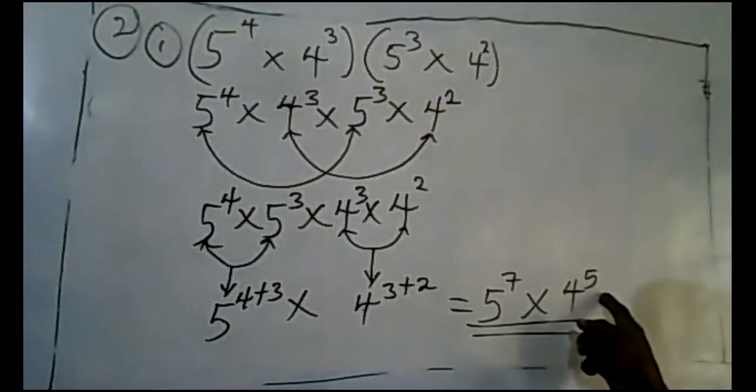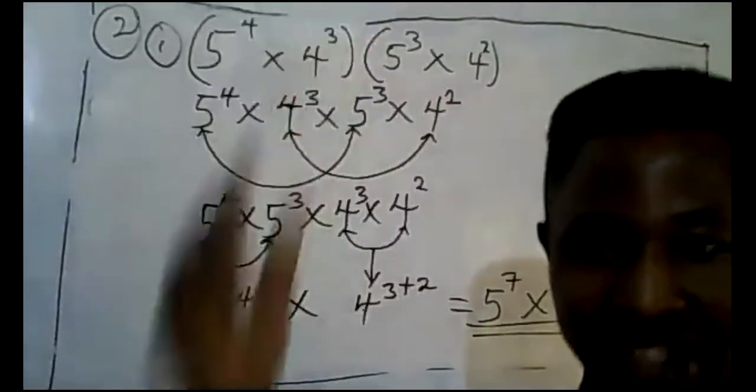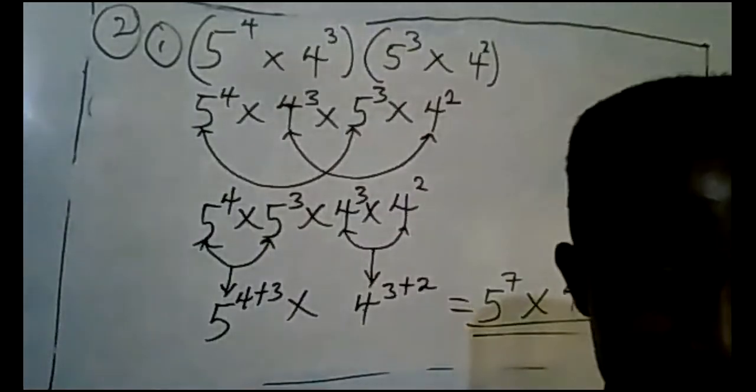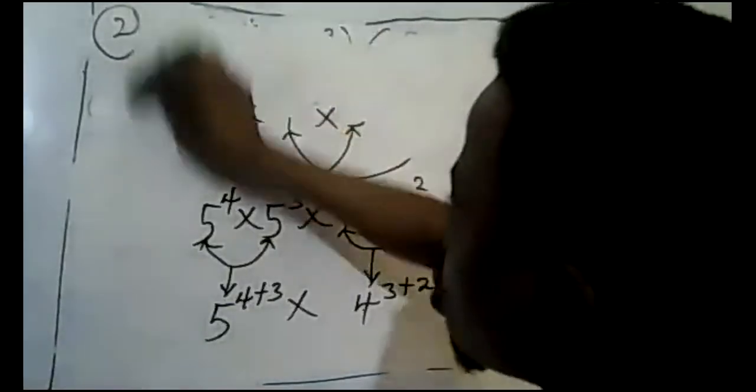3 plus 2, 5. 4 plus 3, 7. Is that clear? All right. Yes. You got the same answer. Correct. Bravo to you. So let's move on to the next one under number 2.